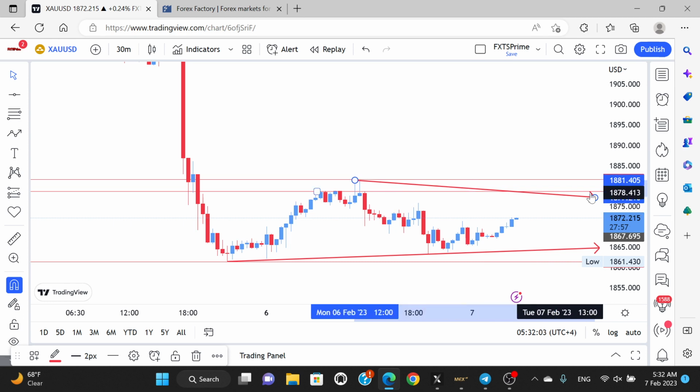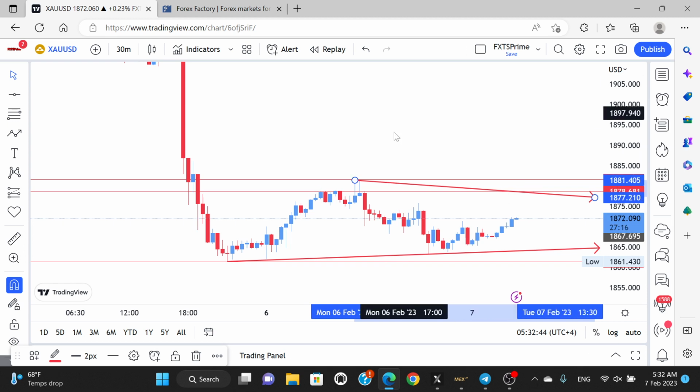I need to see the 3 points on the resistance and the 3 points on the bottom. So this is 1 point, this is 1 point, this is two. Now this is only 1 point. We need to have two, and we need to have the third one on the bottom, then the third one on the top. Then we have a breakout down. So this is not confirmed yet. We are going to wait. If this bearish pattern confirms, this will at least go to the 1877 area. So that is from the technical side.